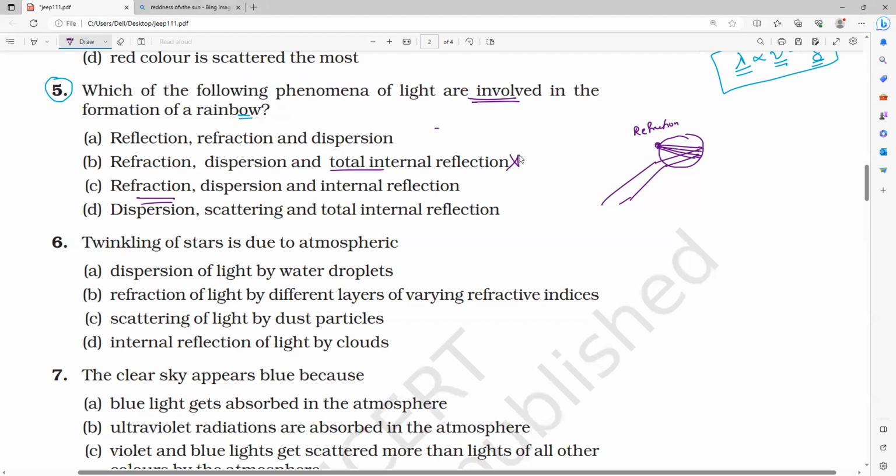So refraction followed by what? Dispersion, and then the answer is internal reflection. Please remember that. Write it: which of the following phenomena of light are involved in the formation of a rainbow? Refraction followed by dispersion and internal reflection. Clear, everybody?